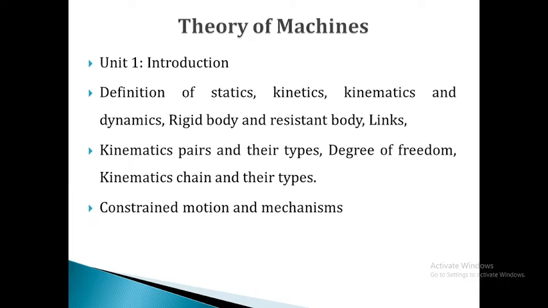After that, we will discuss the kinematic pairs and their types, degree of freedom, how to calculate the degree of freedom of a mechanism, planar mechanism, and after that, we will discuss what are kinematic chains and their types. And the last topic of this unit is constrained motion and mechanism. What is constrained motion and mechanism? What is mechanism?